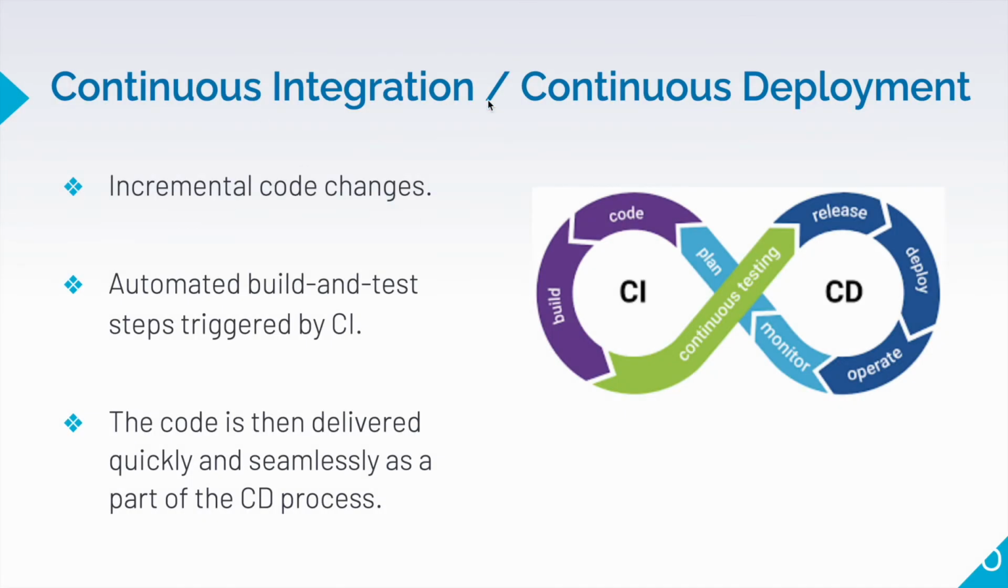Coming to CI/CD, CI/CD stands for continuous integration and continuous deployment. It works by incremental code changes and automated build and test steps triggered by the CI. Whenever a new code change is pushed to GitHub, the CI/CD pipeline will restart. So it automatically builds and tests the steps triggered by CI. Once the CI building and continuous testing is done, the code is then delivered quickly and seamlessly as a part of the CD process.